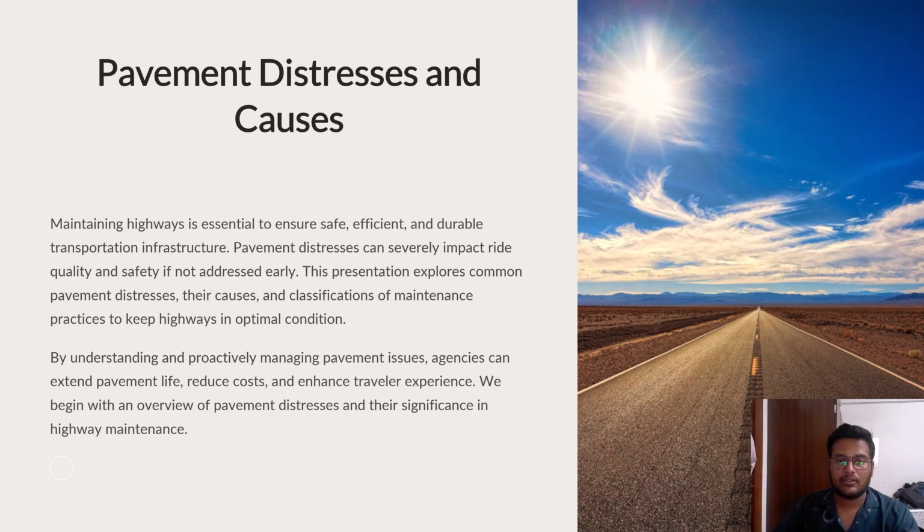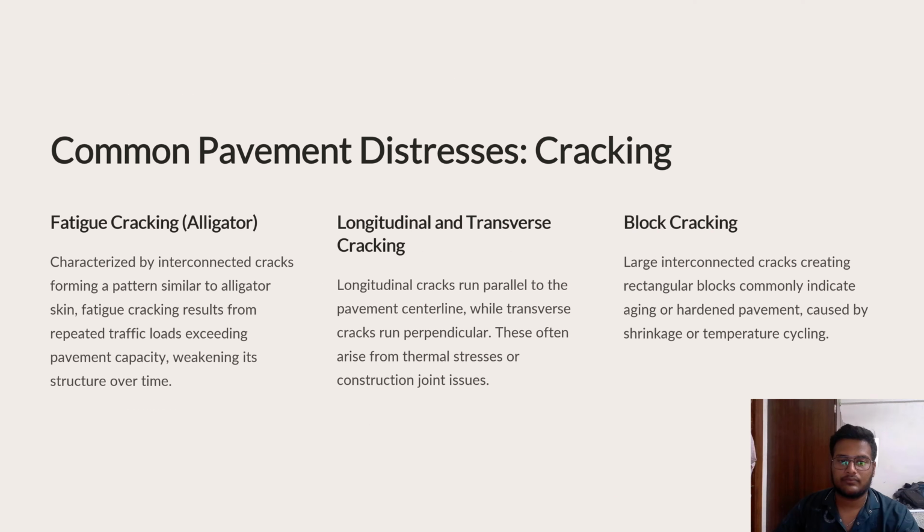So the first one is pavement distress and causes. Pavement distress refers to the visible signs of deterioration in pavement structure. They serve as indicators of underlying problems. Understanding them helps us plan timely repairs. The next one is cracking.